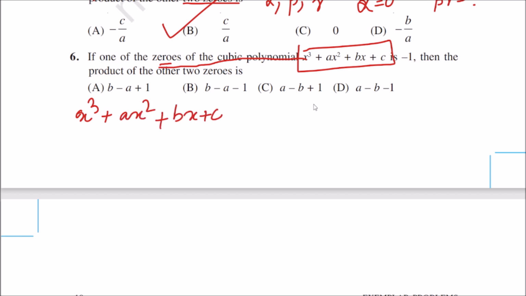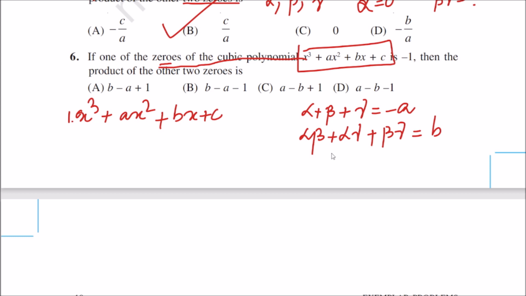So here alpha plus beta plus gamma is equal to minus a, because the coefficient of x cube is 1 here. Similarly, alpha beta plus alpha gamma plus beta gamma is equal to minus b, and alpha into beta into gamma is equal to minus c again.